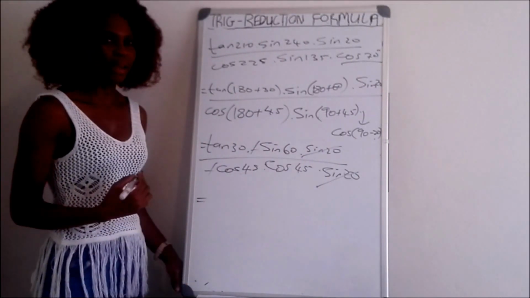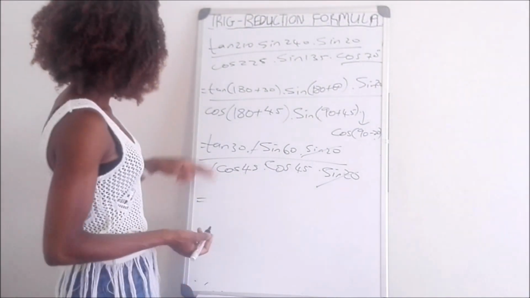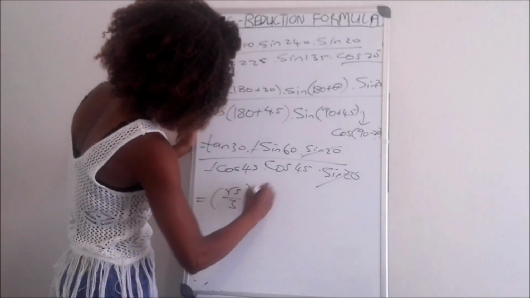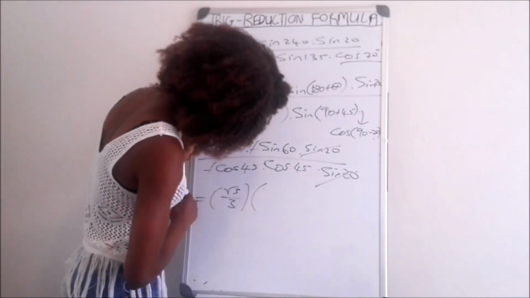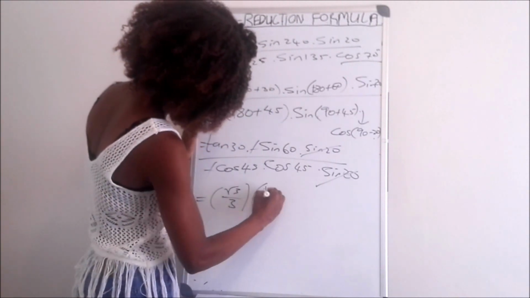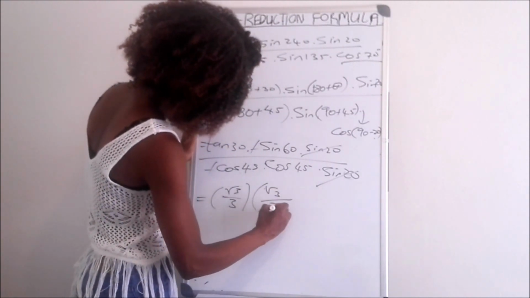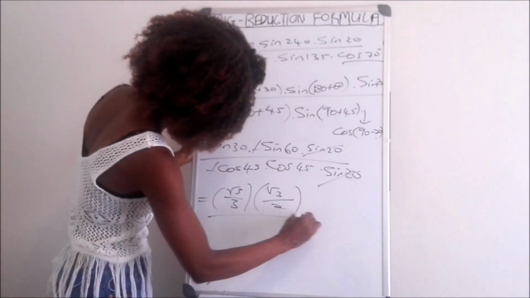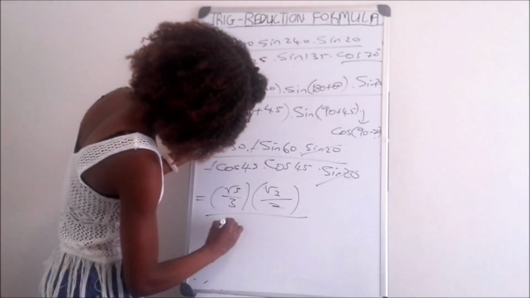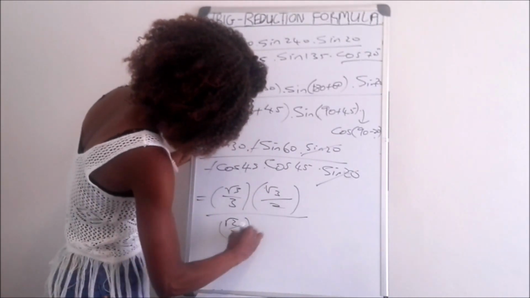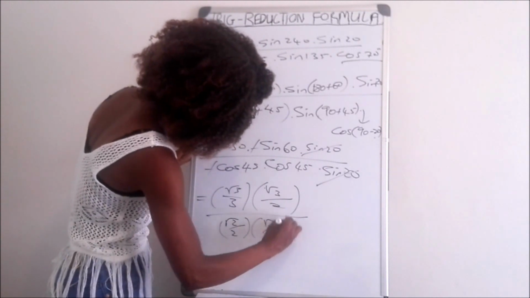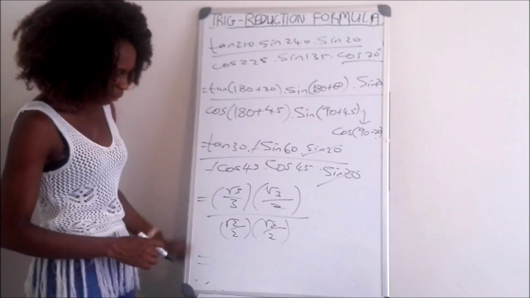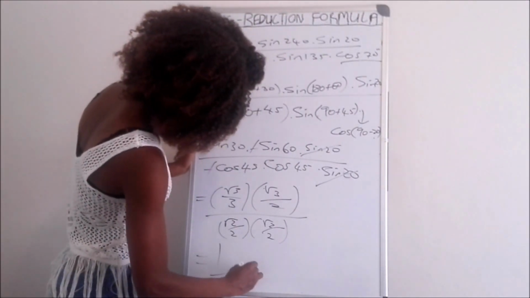Remember the special angles that we once did, guys. Tan 30 in terms of special angles is equal to root 3 over 3, and sine 60 in terms of special angles is equal to root 3 over 2, divided by cos 45, which is equal to root 2 over 2, multiplied by root 2 over 2 as well. Then multiply using a calculator and divide them around, and your answer will give you 1.